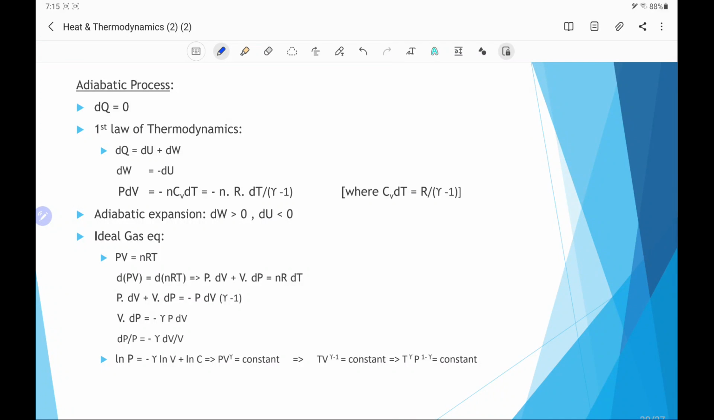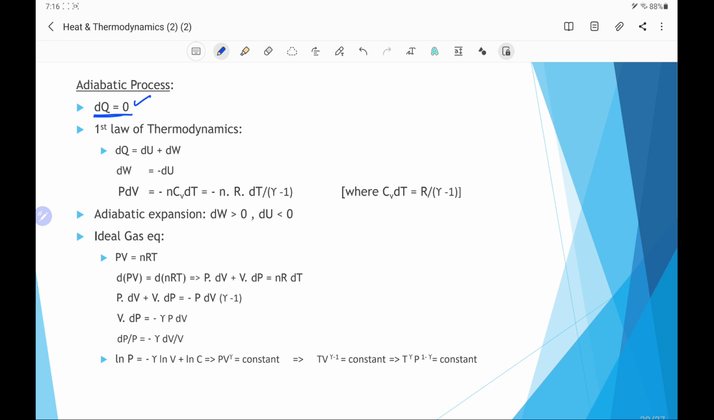Next process is the adiabatic process, and it is one of the important processes. The adiabatic process is the process in which there is no exchange of heat, that is dq equal to 0. Practically, we can say a process which takes place so fast that there is no time to exchange the heat. That process is the adiabatic process.